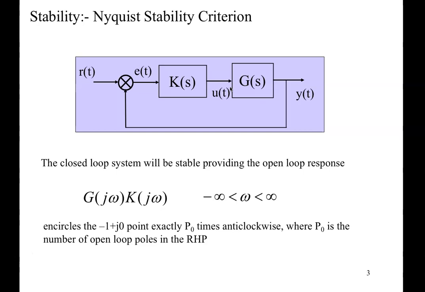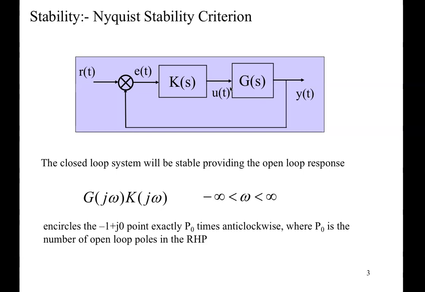Sorry, let me rephrase. That -1 is on the negative part of the real axis. If your Nyquist plot goes around that point exactly P0 times anticlockwise, direction also matters, then your closed loop system will become stable.